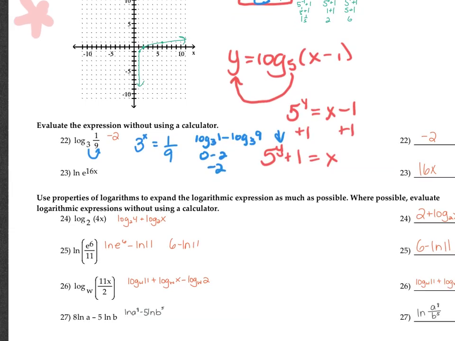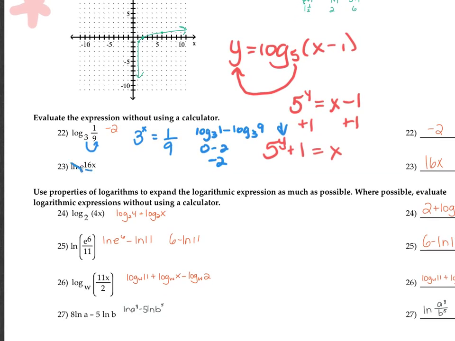23 is ln of e. Remember, ln of e cancels and leaves you with the exponent. So it would just be 16x.